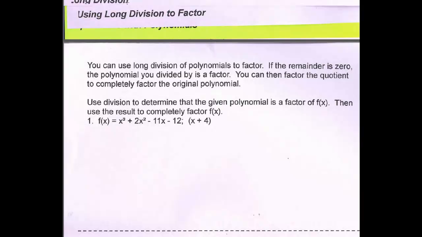We continue our polynomial unit with using long division to factor. You can use long division of polynomials to factor. If the remainder is 0, the polynomial you divided by is a factor. So let's use division to determine that the given polynomial is a factor of f of x. Then use the result to completely factor f of x.